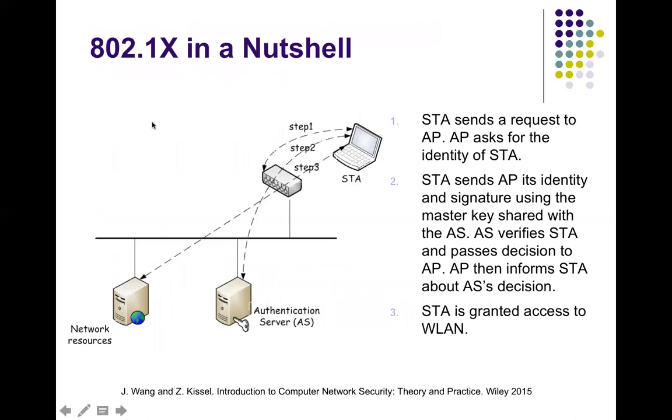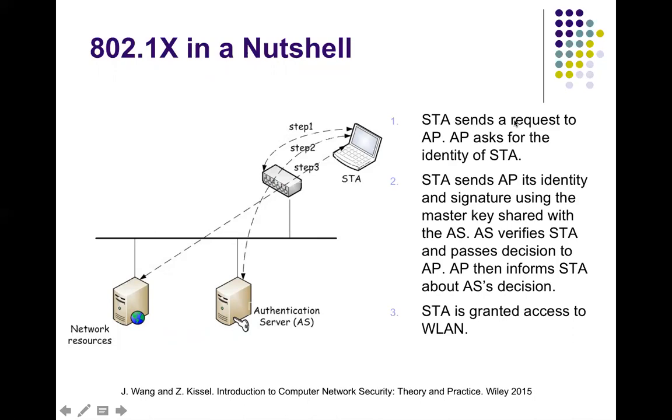So now let's look at 802.1x authentication mechanism. So this is the STA. This is an AP for a wireless network. It is connected to a wired network. On this wired network, it has the AS, authentication server, and of course other network resources. So this is the data flow diagram.